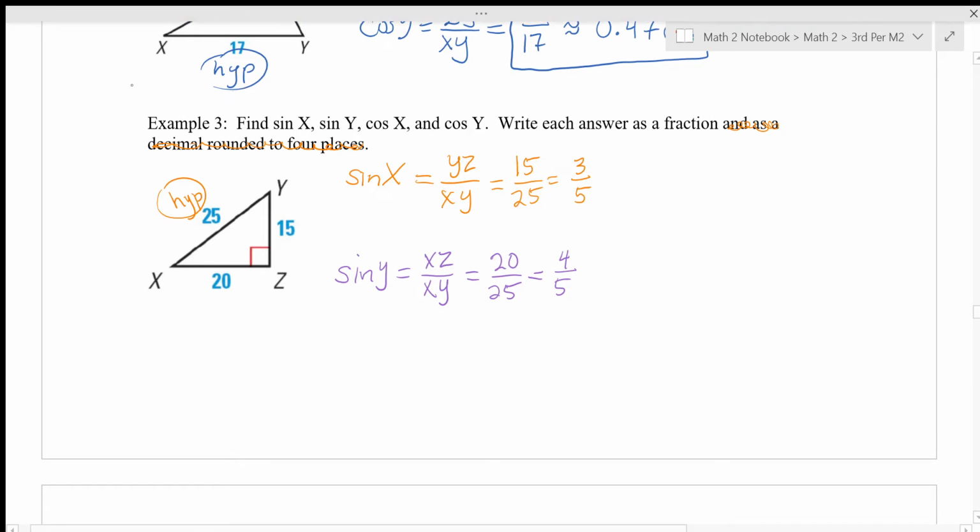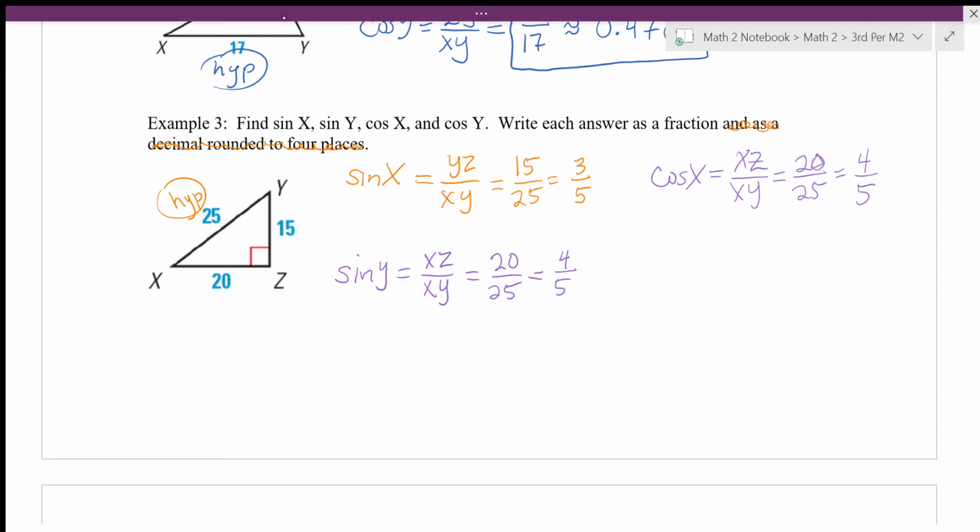Then again, we're going to come back and do the cosine of x. So cosine of x is going to be, cosine is adjacent over hypotenuse, so it's the side adjacent to angle x, which is XZ there, over the hypotenuse, which is XY. XZ is 20, XY is 25, so we reduce that, we get 4 over 5.